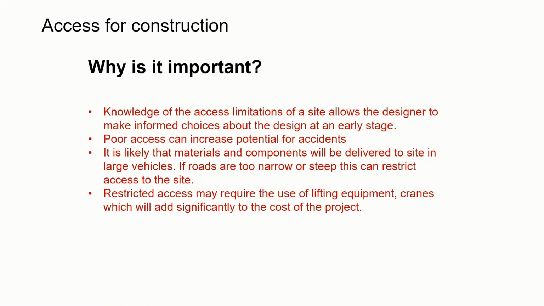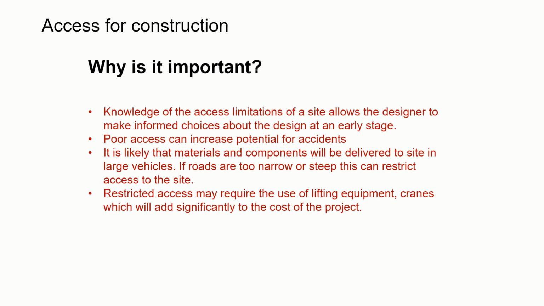So when we're thinking about location, there are all those larger issues about where it is, what we're looking at, what the climate might be like, what the exposure might be like. But we have to think about how we actually might build in a location as well when we're trying to understand it. So why is access for construction important?